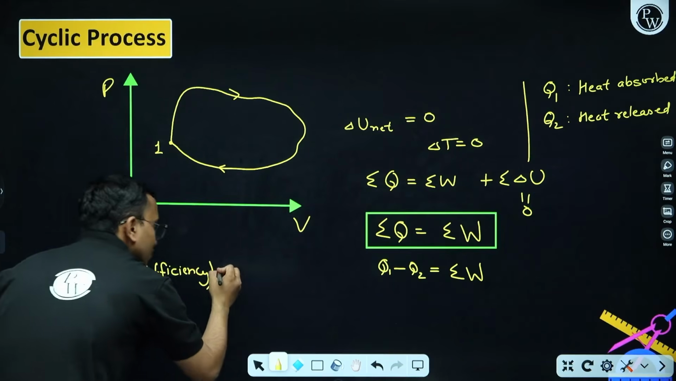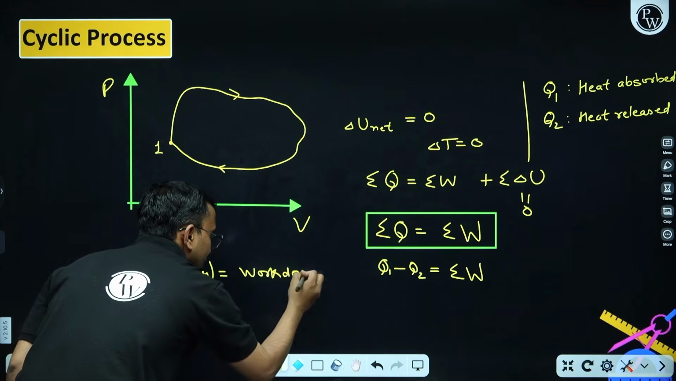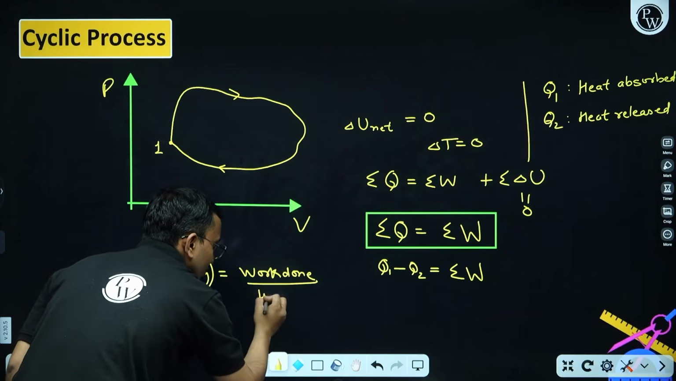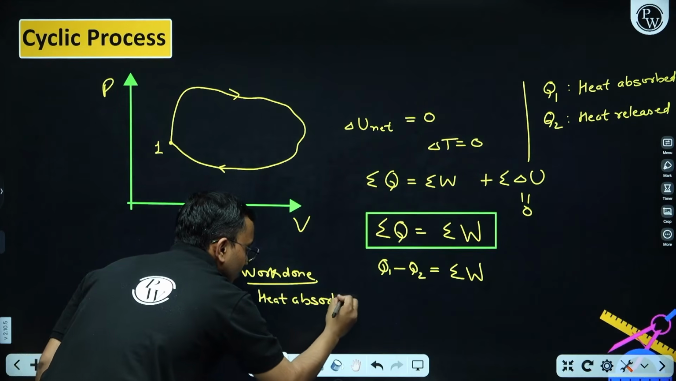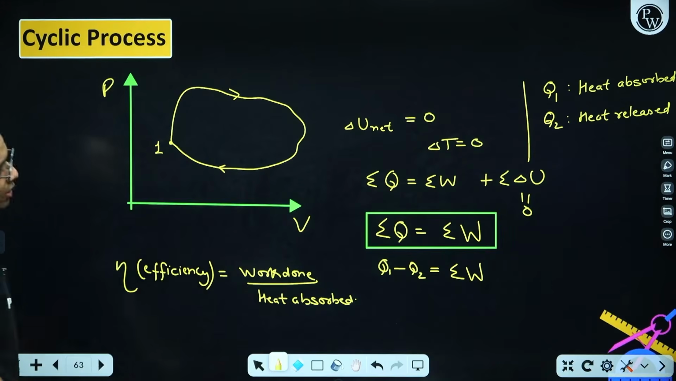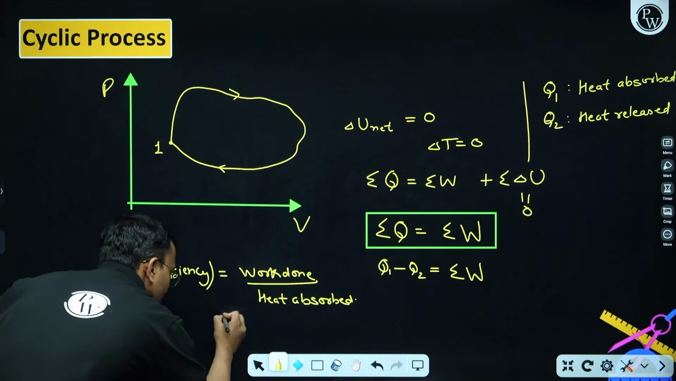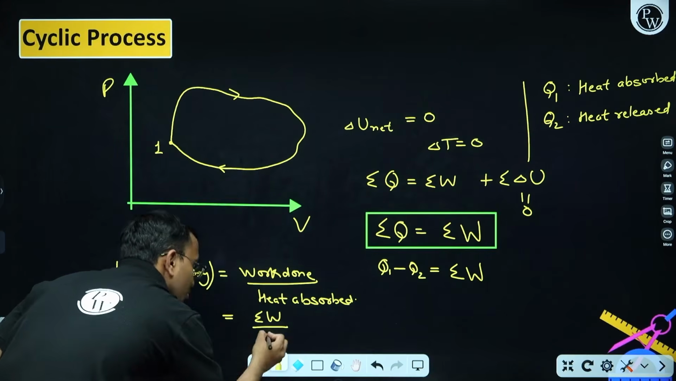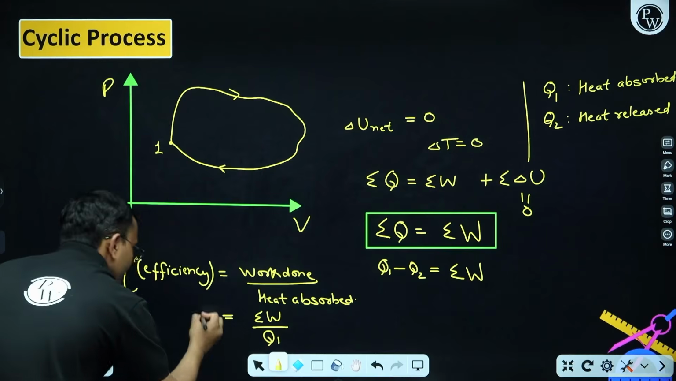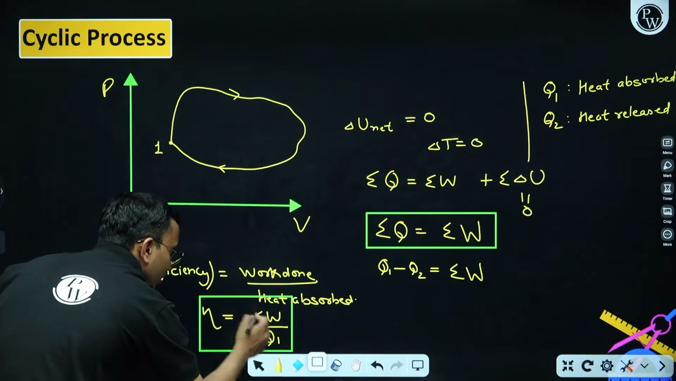we will say efficiency is equal to work done divided by the heat absorbed. Okay, this is how we write work done divided by the heat absorbed. So work done is W divided by heat absorbed was Q1. For the cyclic process.